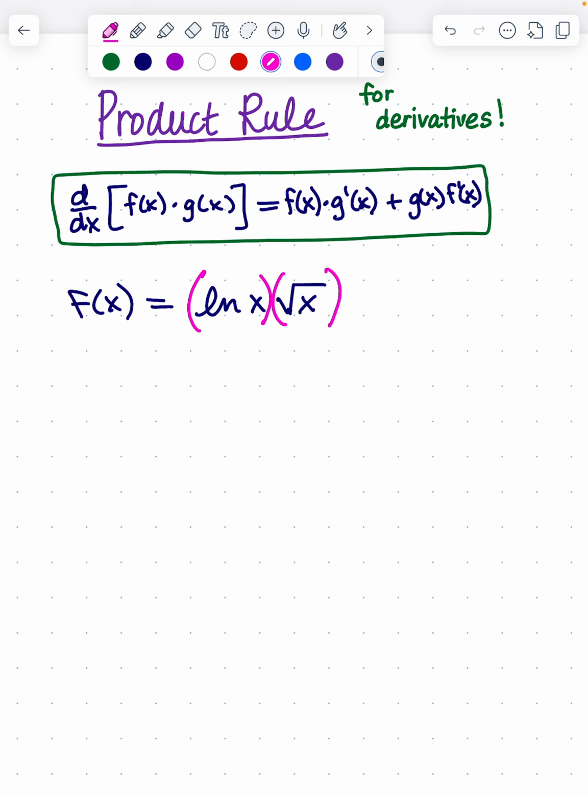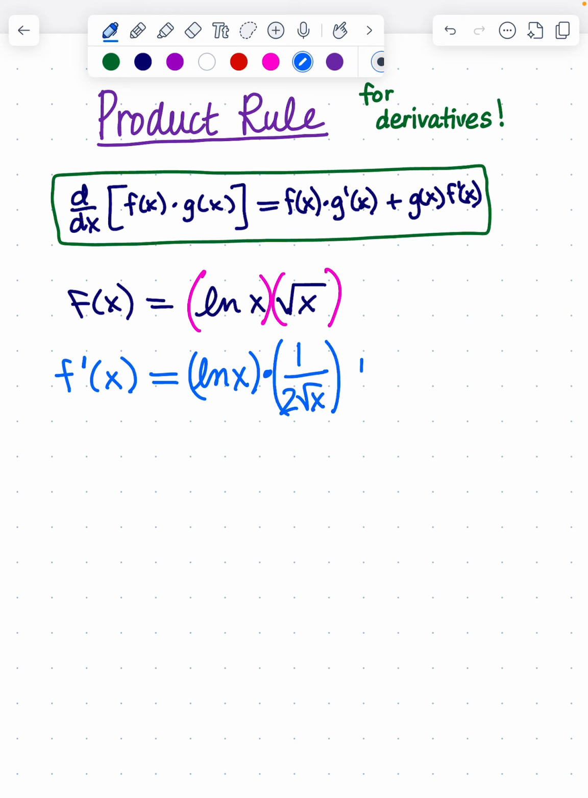All right, I have my product, and I have established what two things are being multiplied. I like to use parentheses to help me recognize that. So for the derivative of my function, I'm going to do the first as is times the derivative of the second. And the derivative of the square root of x is 1 over 2 root x.